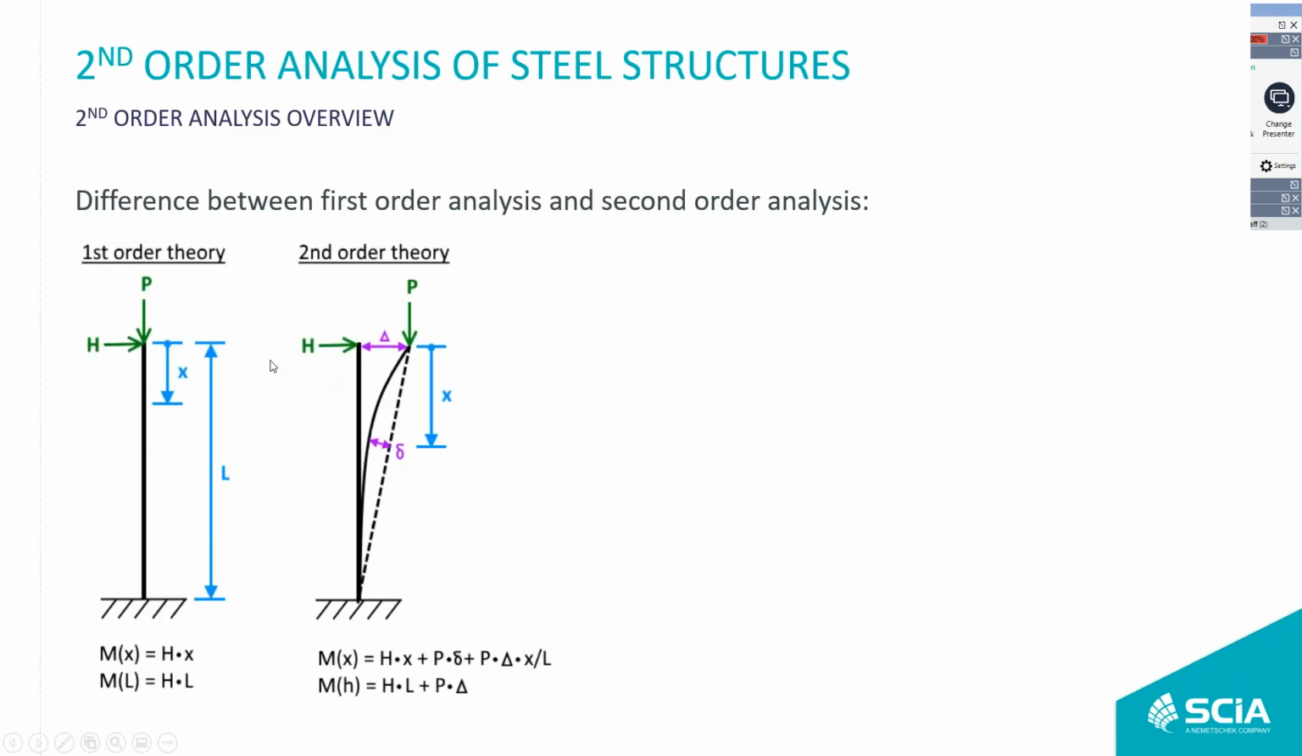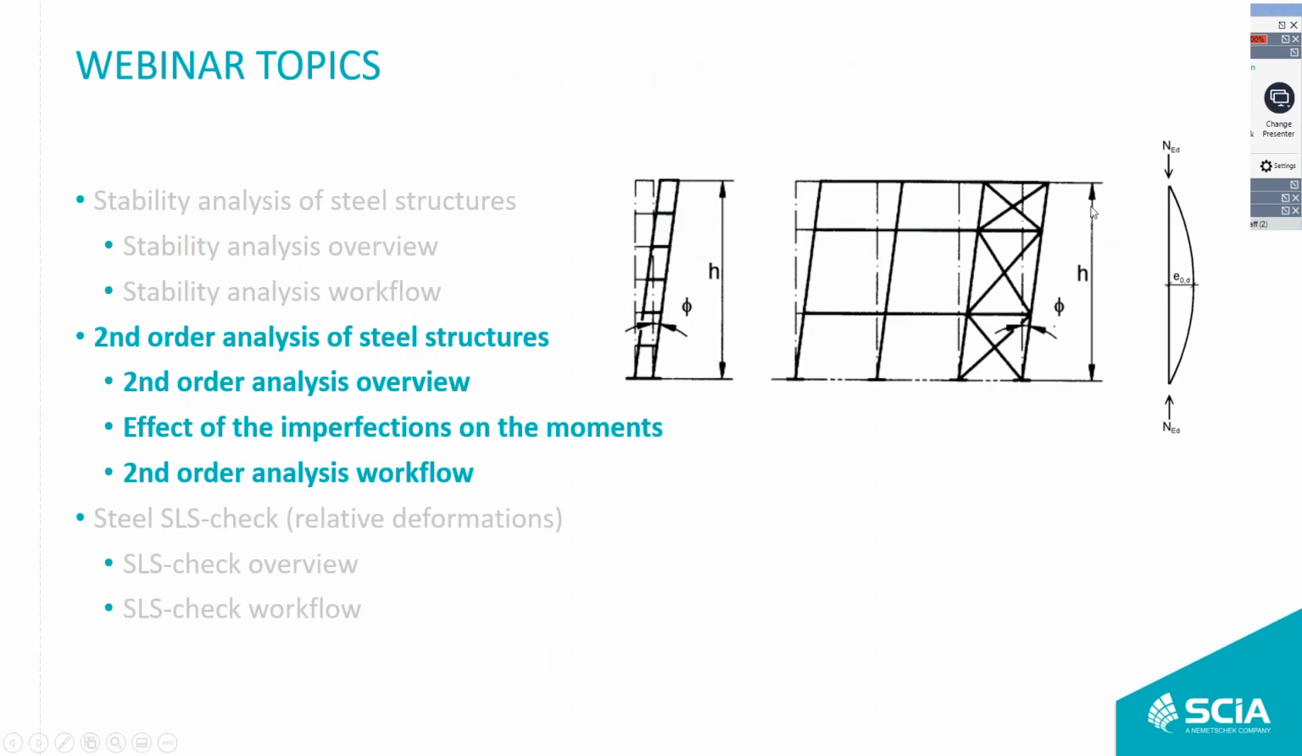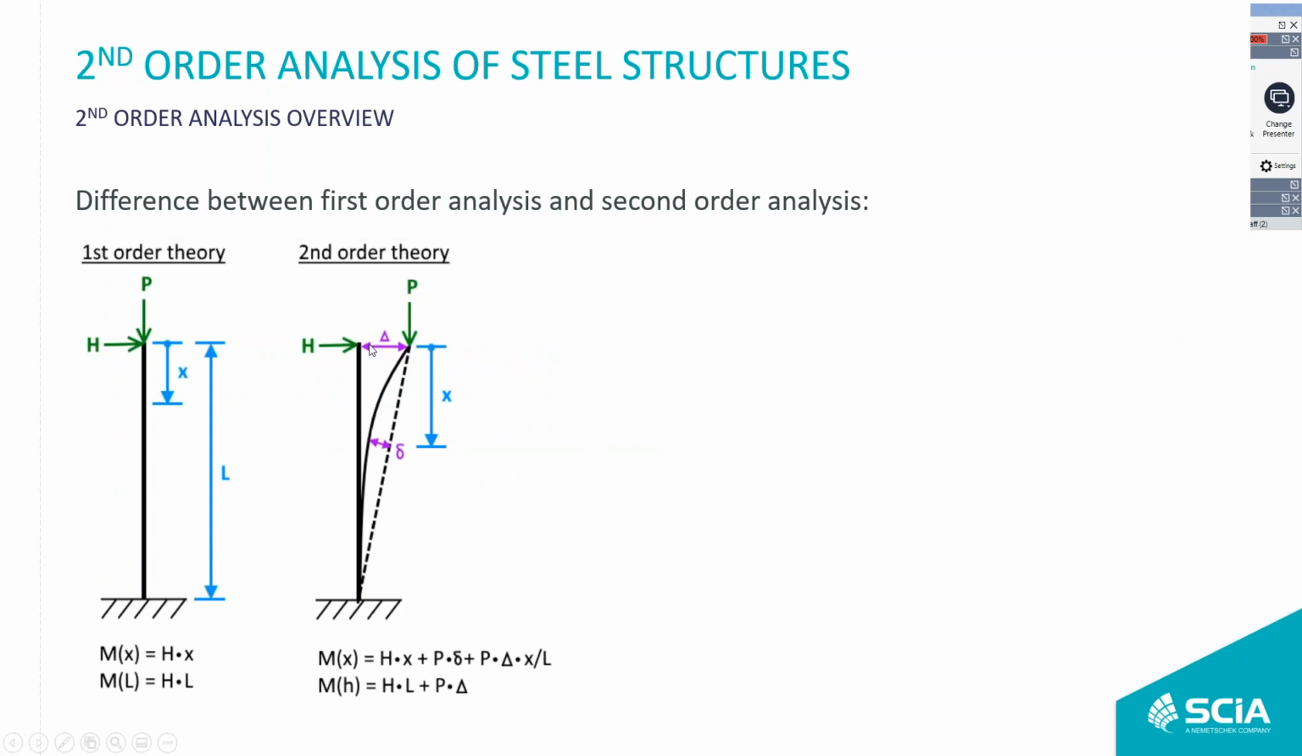So here you can see a comparison between first order and second order. You don't have those imperfections in the first order analysis, which is in fact in SCIA Engineer a linear calculation. The second order analysis, or non-linear calculation with imperfections, is shown here. So here you see again those two imperfections, the global one and the local one, the bow imperfection. That's what you see here, the P delta and the bow imperfection, which is shown right here.